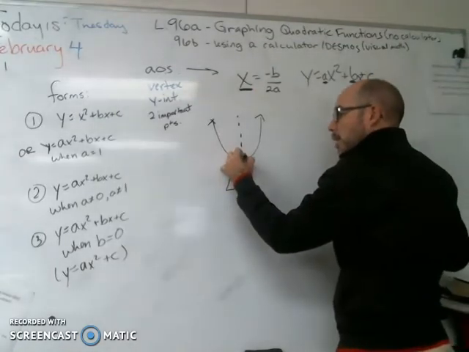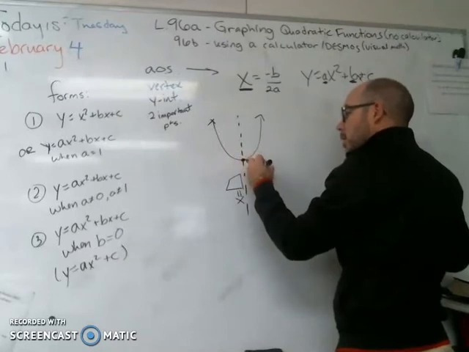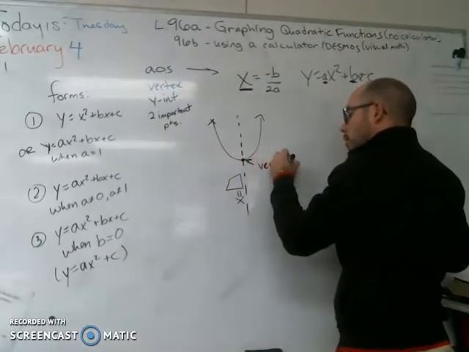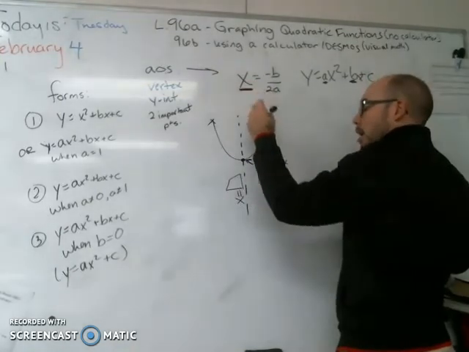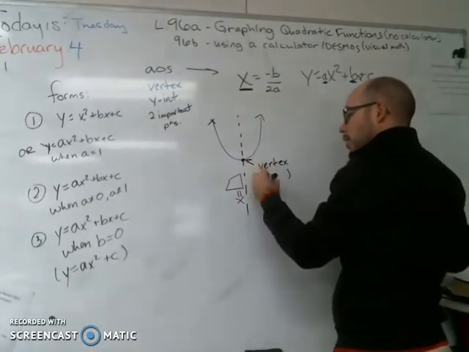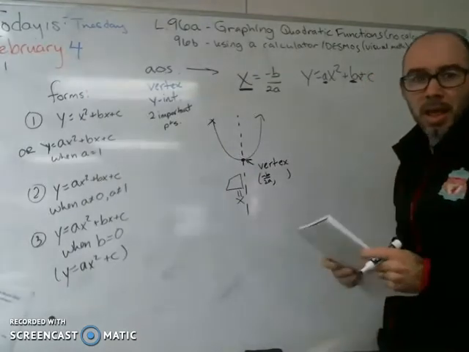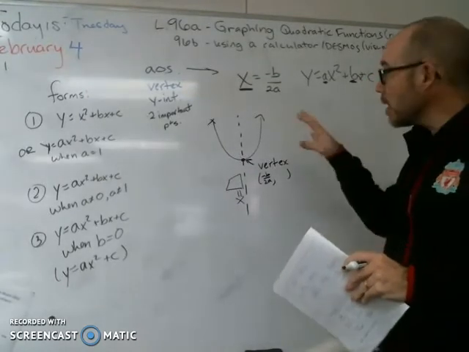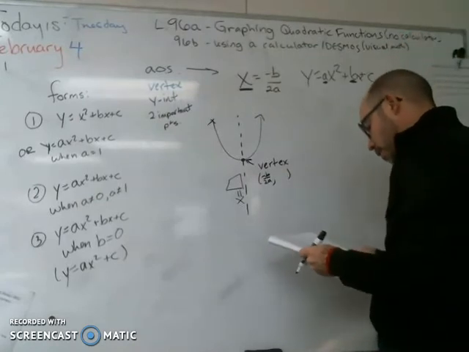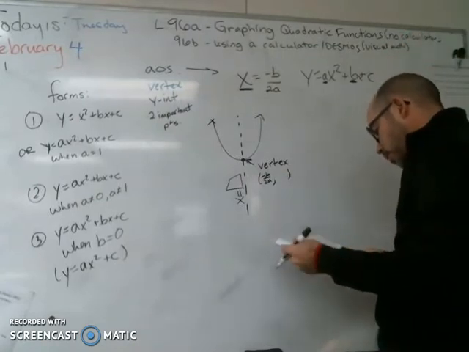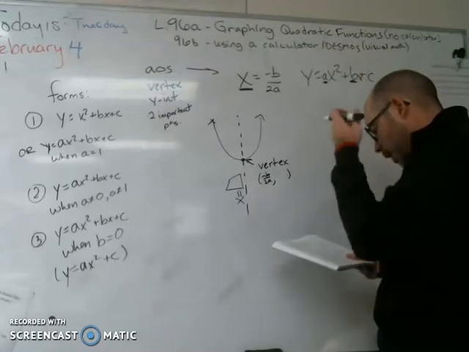Another important thing is that the vertex, that is the lowest or the highest point, always has the x address negative b over 2a. That can be found when we search for the axis of symmetry. That's the first thing they want us to find.